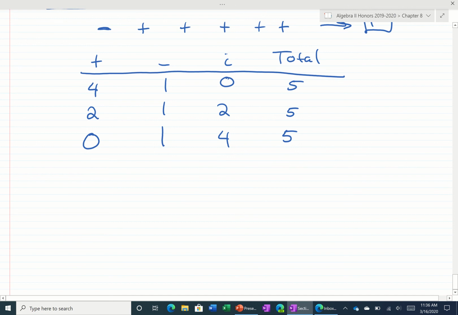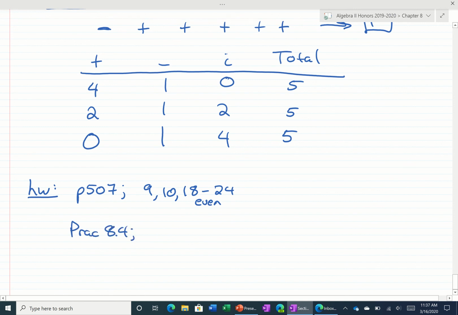I hope that was helpful. For homework, what I would like you to do, and please submit this by 11:59 tonight, I would like you to please do on page 507. I attached pictures of the worksheet, but I would like you to please do numbers 9, 10, 18 to 24 even. And I would like you to do on practice 8-4, please do numbers 1 through 6.